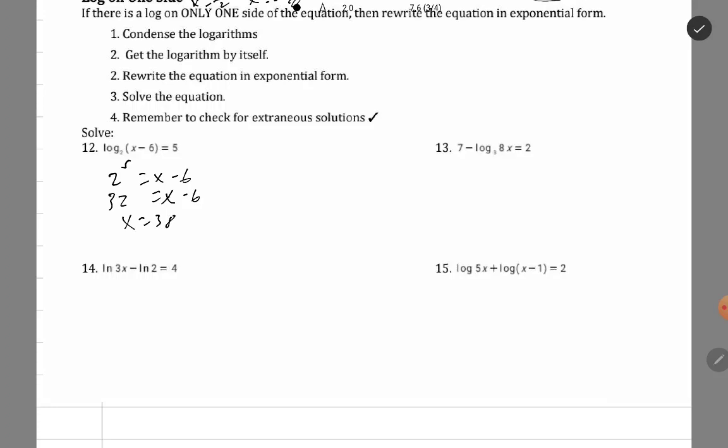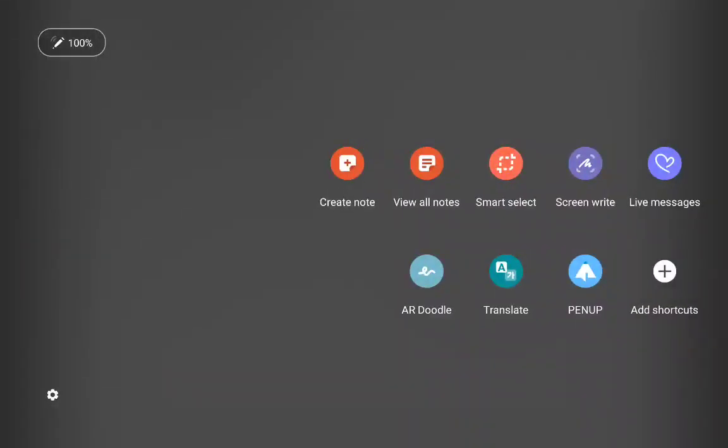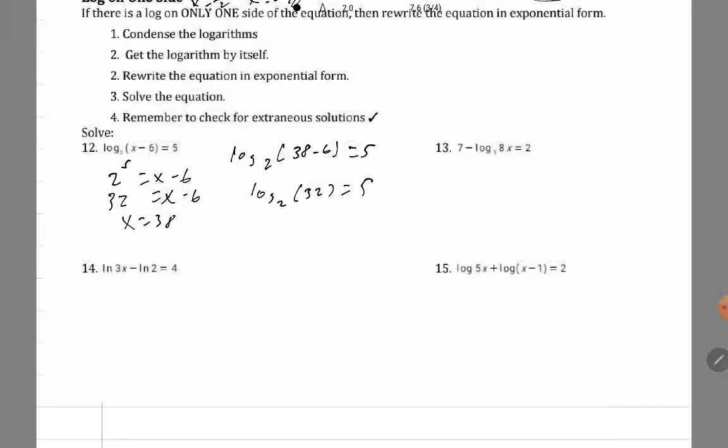And then we're going to do a quick check. Log base 2 of 38 minus 6 equals 5. So we have log base 2 of 32 equals 5. And yes, indeed, that works, so check.